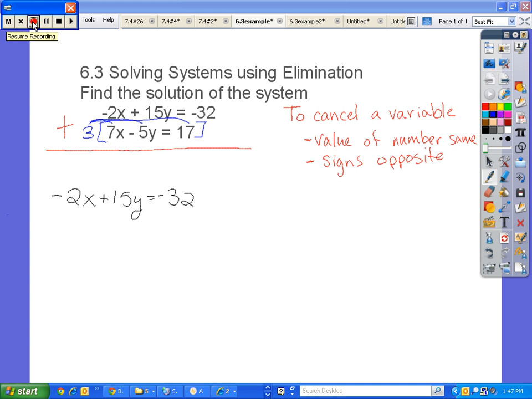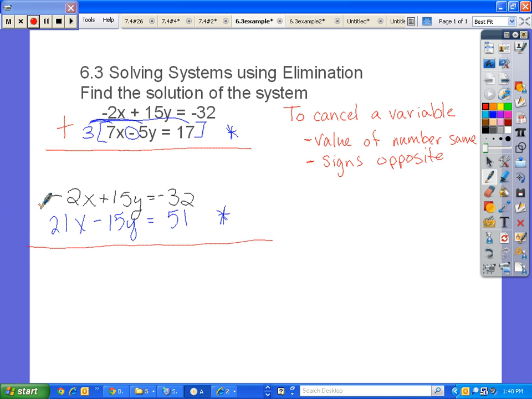So now that you've had a chance to distribute the 3 through the parentheses here, let's go ahead and write our new equation right underneath here. So 3 times 7x is 21x. 3 times negative 5y: whenever I see a minus, I treat it like a negative. So 3 times negative 5y is negative 15y. And 3 times 17 is 51. Now I'm going to write my big math equation, and I'm going to add my columns together. So go ahead and take a moment to do that now.